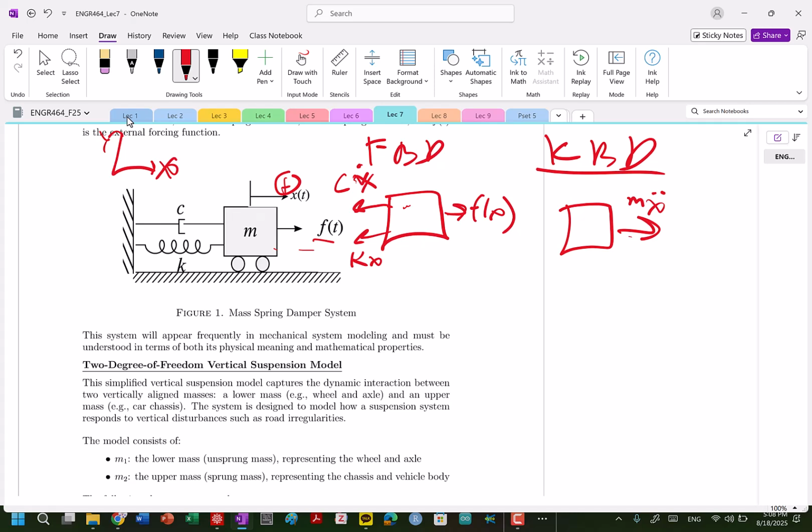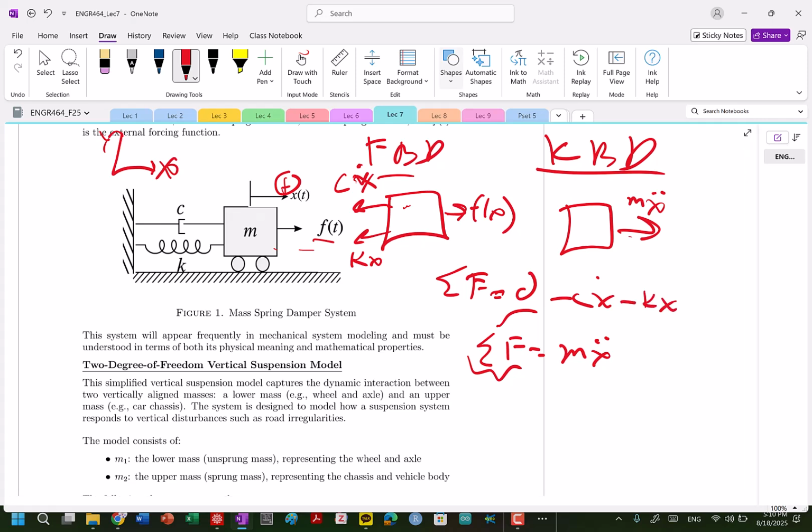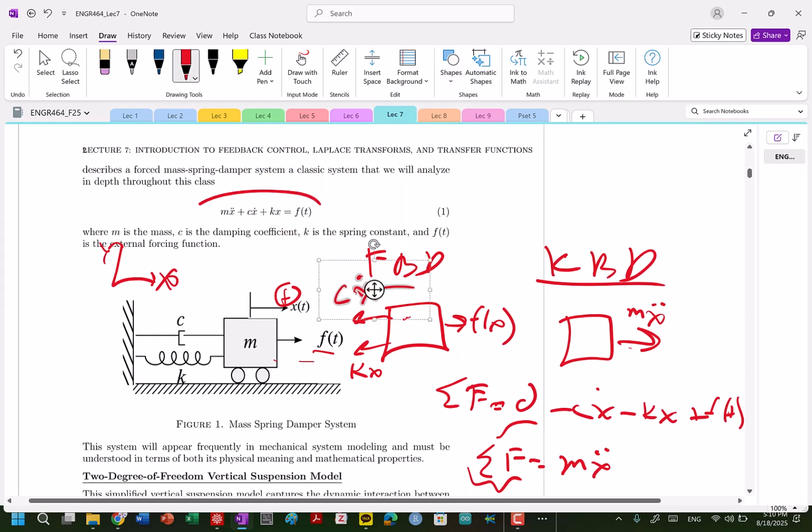So we apply our equations of motion, Newton's second law. Let's look at the forces first. In statics, remember, the sum of the forces is set equal to 0, but now since we're dynamic, the sum of the forces equals mass times acceleration, which is m x double dot. Our forces here are encompassed by minus c x dot, minus k x, and plus f of t. When we do that, we can rearrange that expression and we can get this.